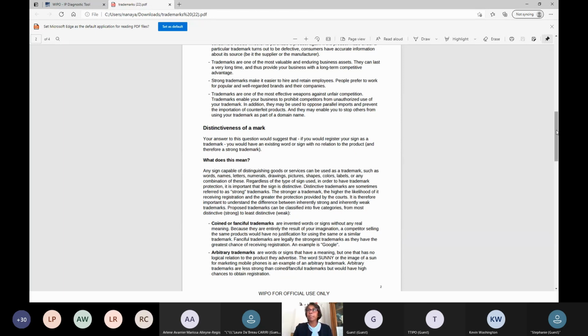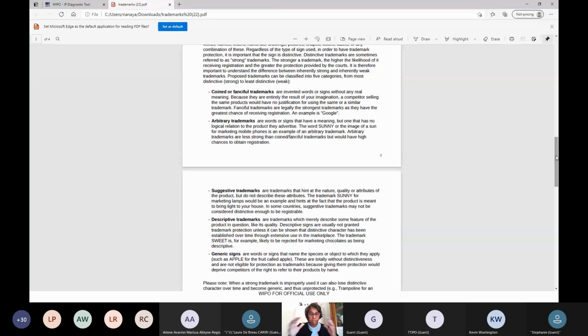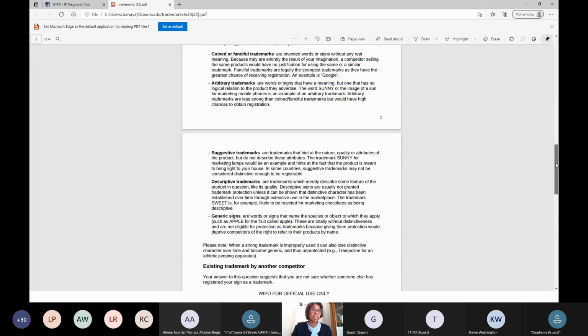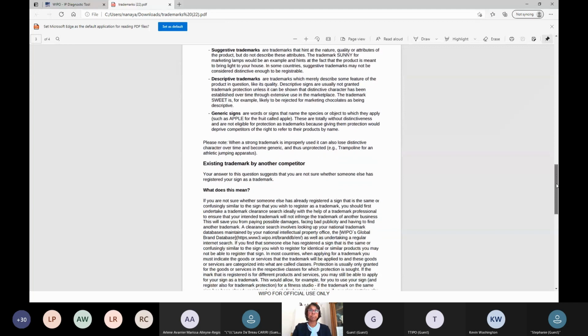And it says that there are different kinds, levels of trademark. You could have a coined or fanciful trademark, which is the strongest trademark, an arbitrary trademark, which is your trademark, which is also strong, but suggestive trademarks and descriptive trademarks are not very strong and are considered weak. And perhaps you should reconsider your trademark in that case because they may not get registration in that context.